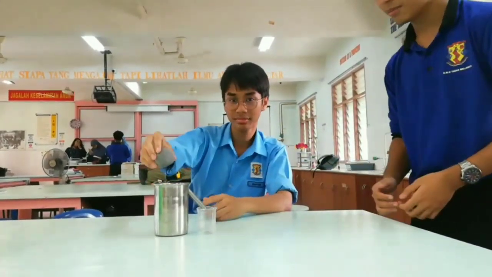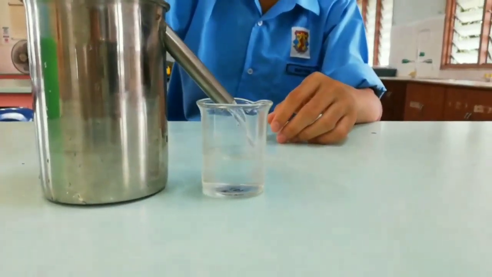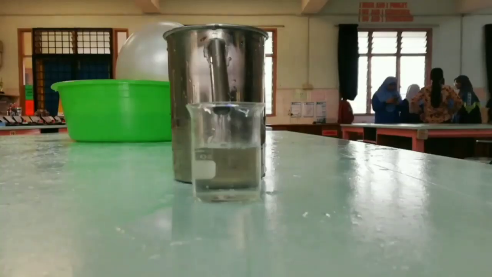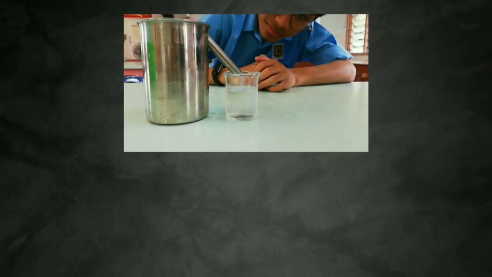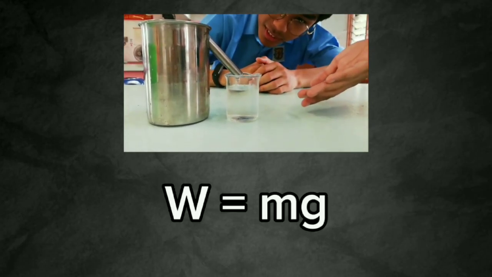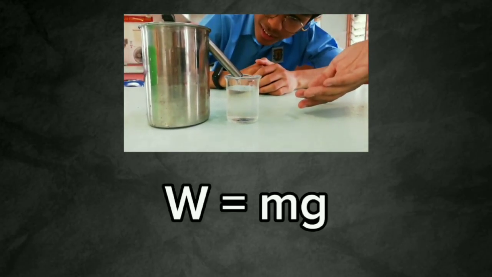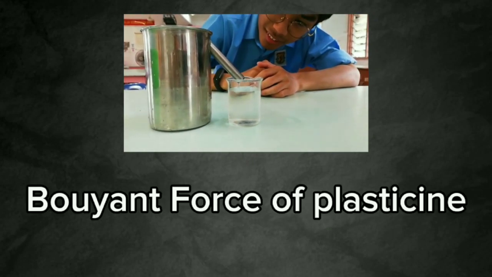Now, as we can see, as the plasticine is dropped into the Eureka can, water exits through the shaft into the empty beaker. If we calculate the weight of the water displaced using the formula weight equals mass times gravitational acceleration, which is a constant, we can find the buoyant force acted on the plasticine. That's pretty neat.